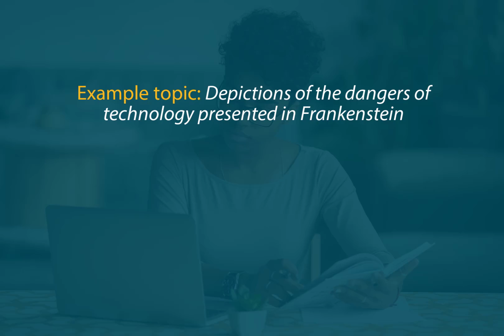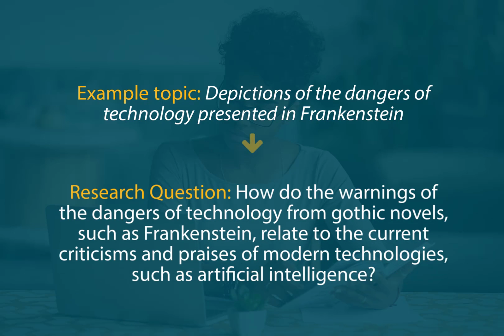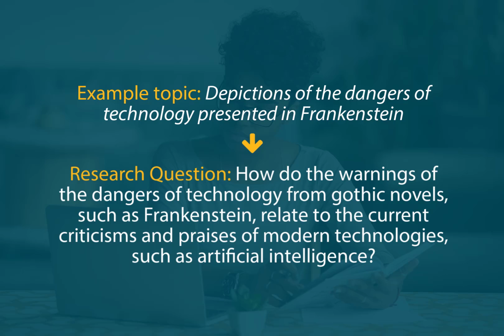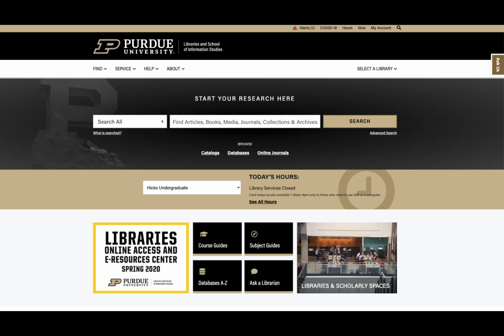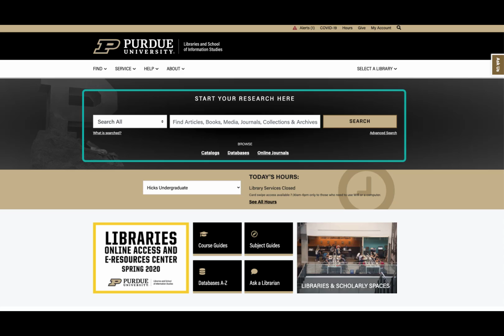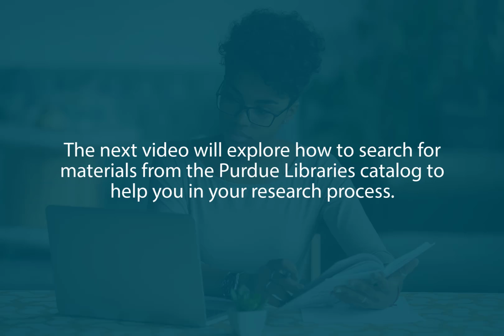Our example topic about the dangers of technology in Frankenstein is a good place to start, but you may need to more clearly or narrowly define this topic as a research question that will help readers see a purpose to the research paper and how it relates to other scholarship. You could use the insights gained from the background research you did to write a research question with a more specific focus. Once you have your research question, you can begin digging deeper into the scholarship around your topic by searching the Purdue Library's catalog or subject-oriented collections. To learn more about searching for materials from the Purdue Libraries, see the next video in this series.